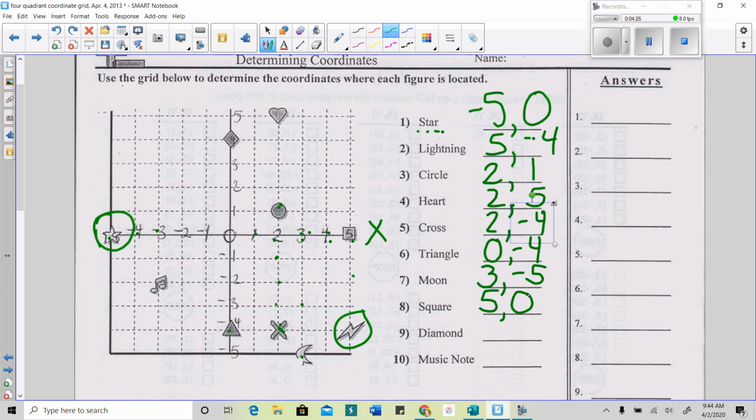The next one, the diamond, or the one that looks like a rhombus. So I'm going to start at 0 and I do not move left or right. So I'm going to stay at 0 on the x-axis. And then I'm going to go up 1, 2, 3, 4. So I would be at 0, 4. And the next one, the music note. So I start at 0 and I go backwards 1, 2, 3. So that would be -3 since I'm going backwards. And then I go down 1, 2. So that would be -2. So let's go ahead and do some more practice today before we do a DOL on this.